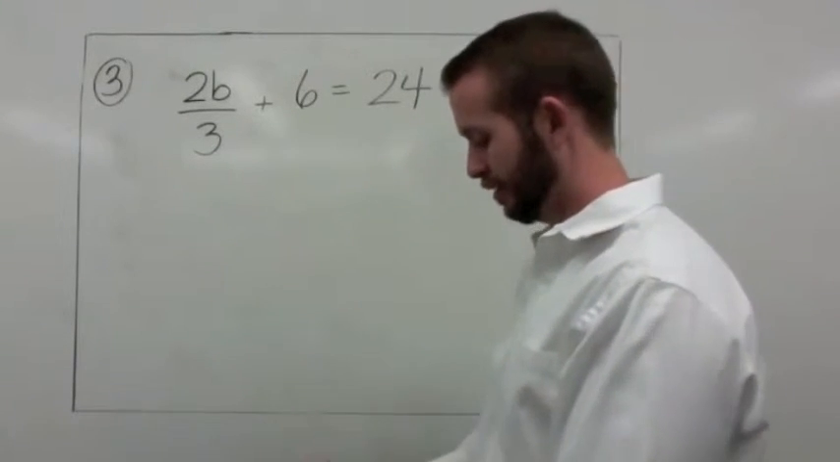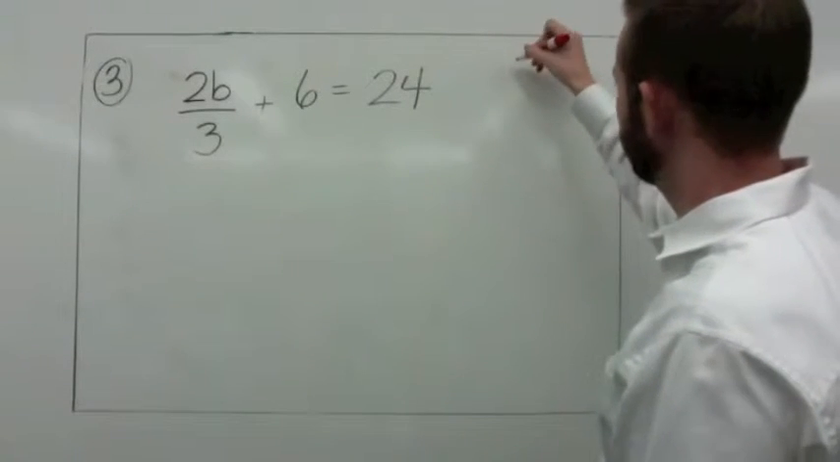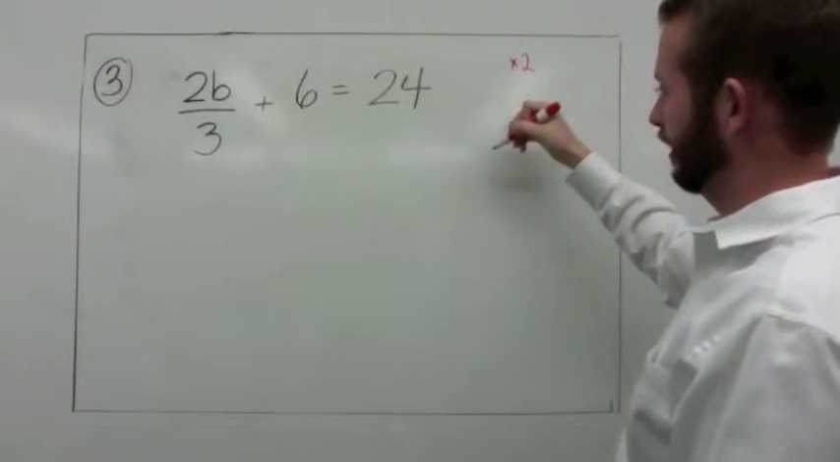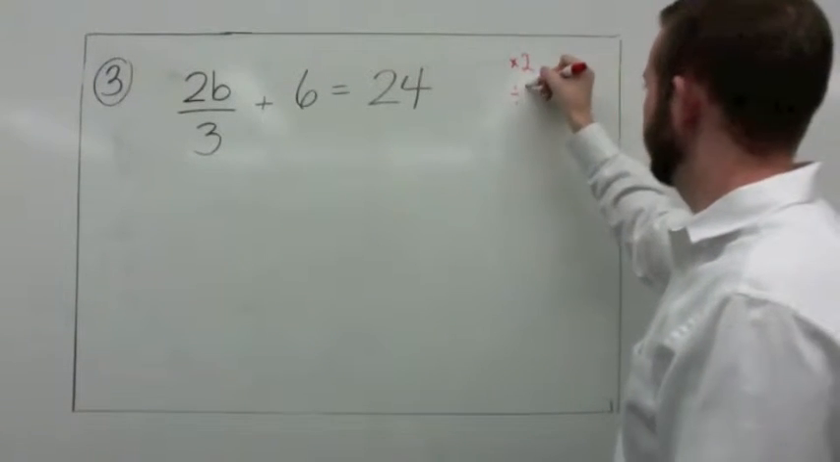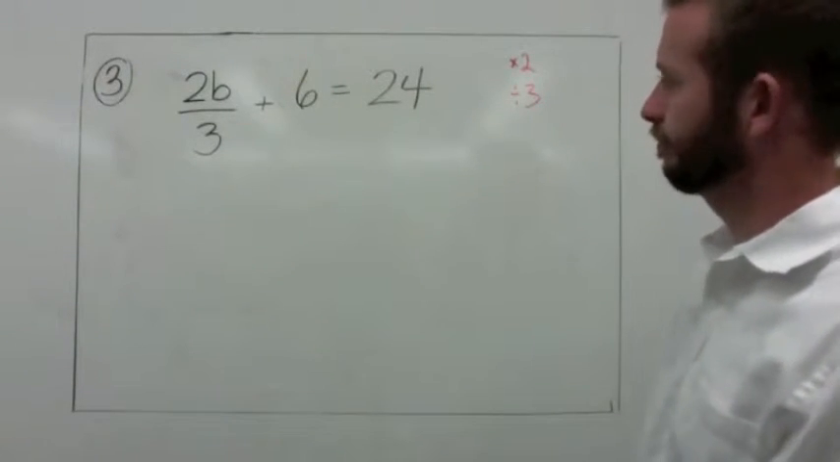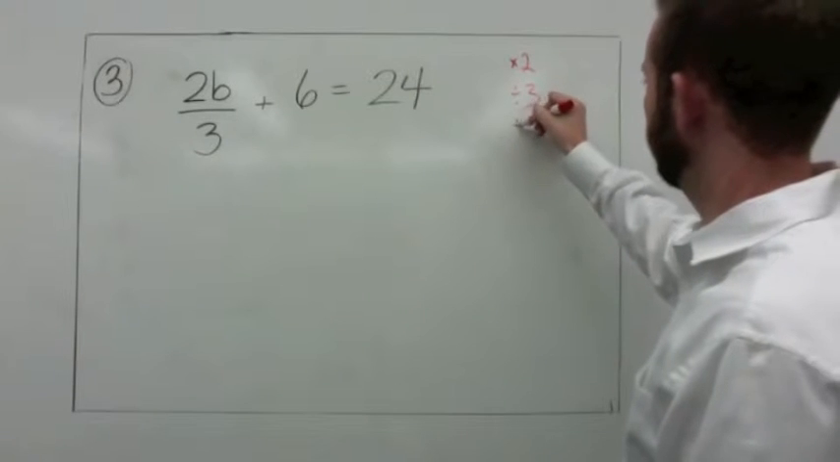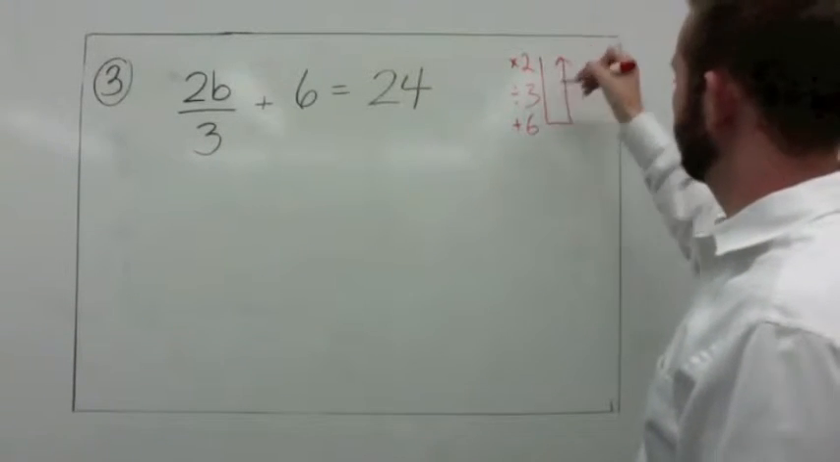Right now, if I were to write down a few things that are happening to b, you might say, oh, well, b is being multiplied by 2. It's being divided by, what's being divided by? 3. What else is happening to b over on this side of the equation? Yeah, we're adding 6. All right. Now it's time to do the opposite action in the reversed order.